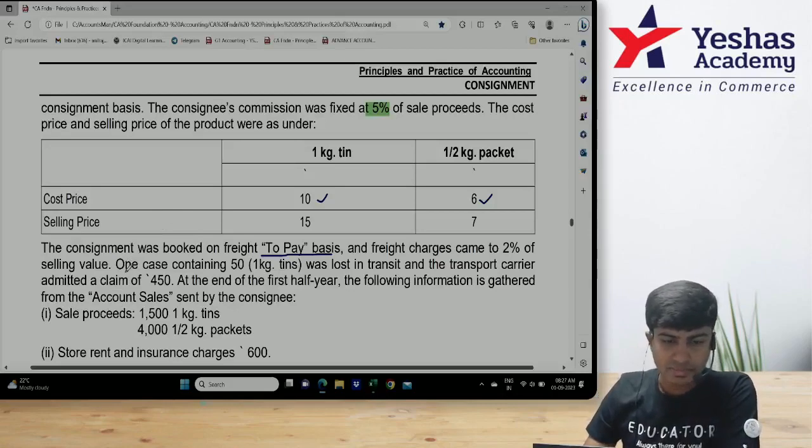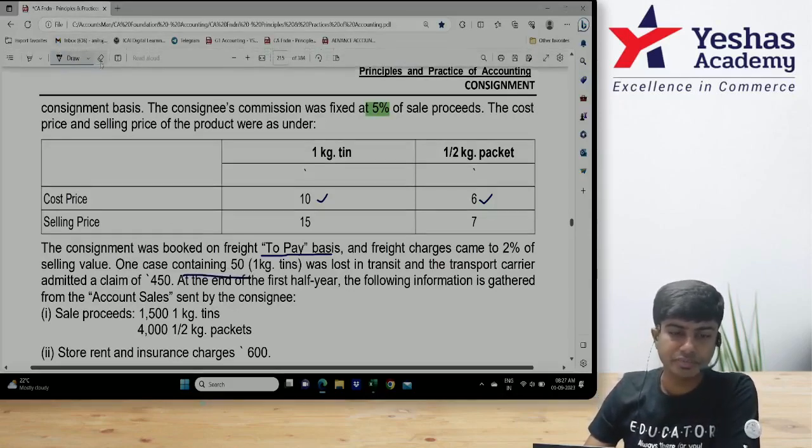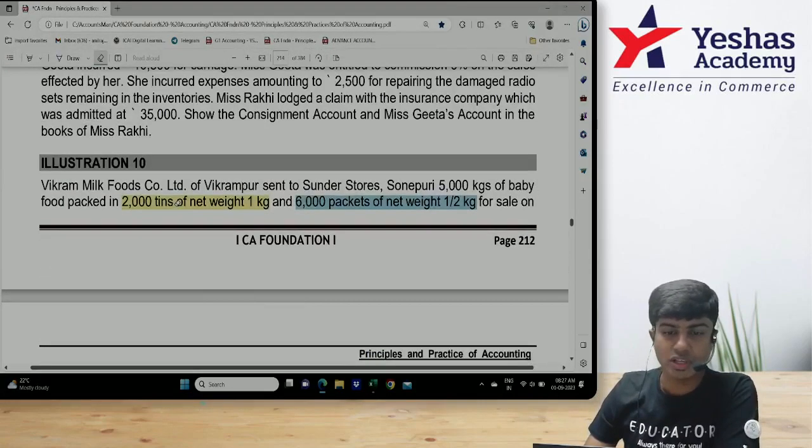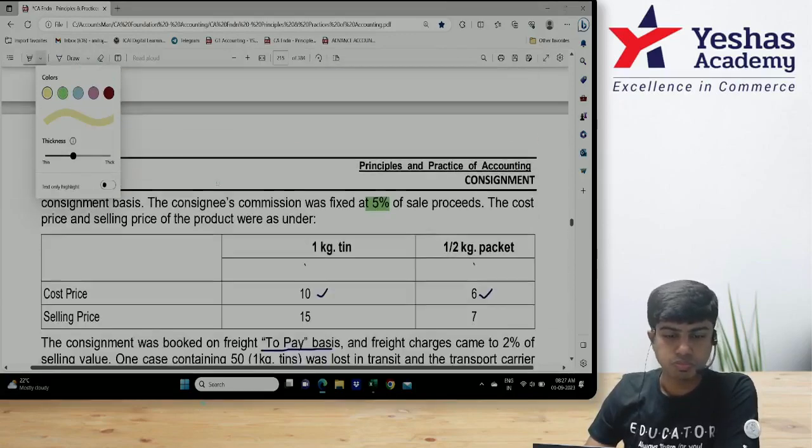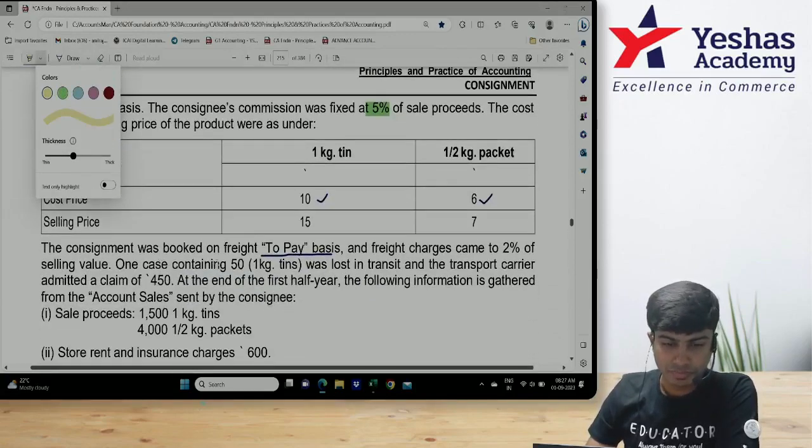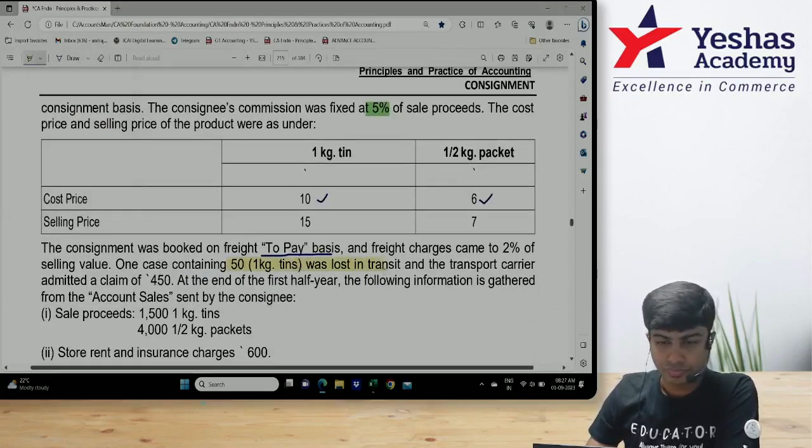One case containing 51 kg tins was lost in transit. One entire case is lost in transit. Abnormal loss. And the transport carrier admitted a claim of 450.